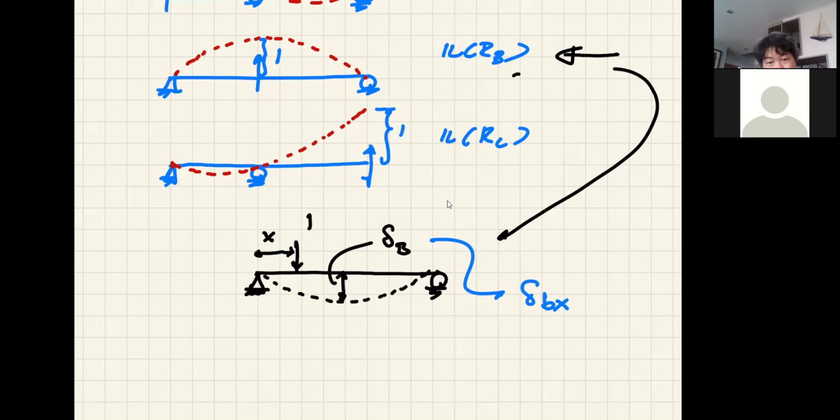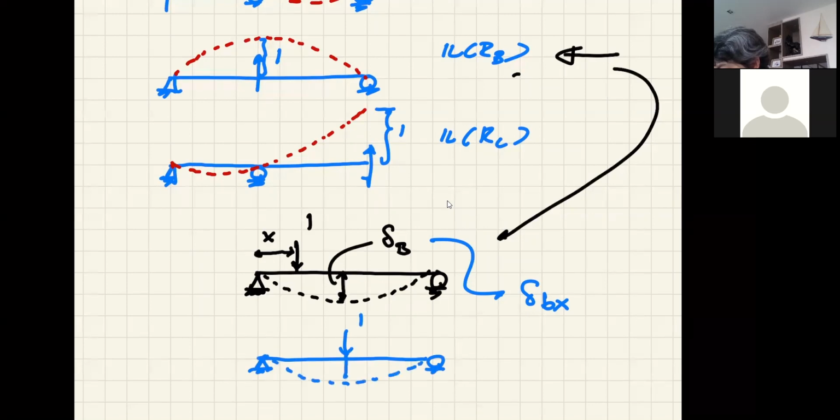Okay, when I keep moving the unit load until it is at B, when the unit load is at B, this can be written as delta at B due to the load at X location, which becomes B. Right? Now it feels familiar.